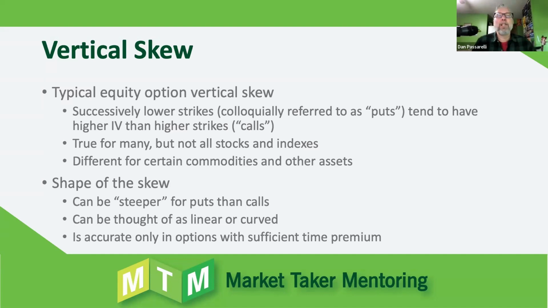Now, the shape of that skew, if we were to kind of graph it, and now we're starting to get into a little bit of math nerd stuff, but this is good information to know. It can be steeper for those lower strikes than the higher strikes. And if you think about it, that's because bigger moves tend to happen to the downside, and that's where the fear is. People are more likely to buy puts, especially if the market's going lower, especially the lower strike ones that are cheaper. People tend to really create demand for those lower strike puts.